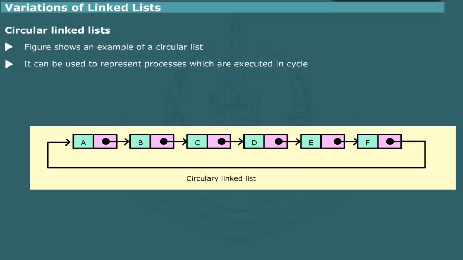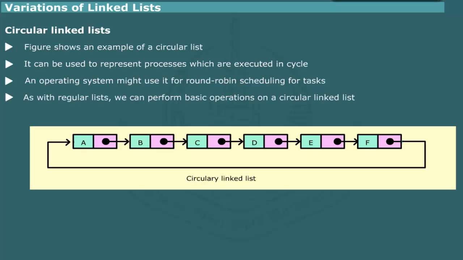A circular linked list can be used to represent processes which are executed in cycles. For example, an operating system might use a circular list for round-robin scheduling of tasks. As with regular lists, we can perform the basic operations of insertion and deletion on a circular list.